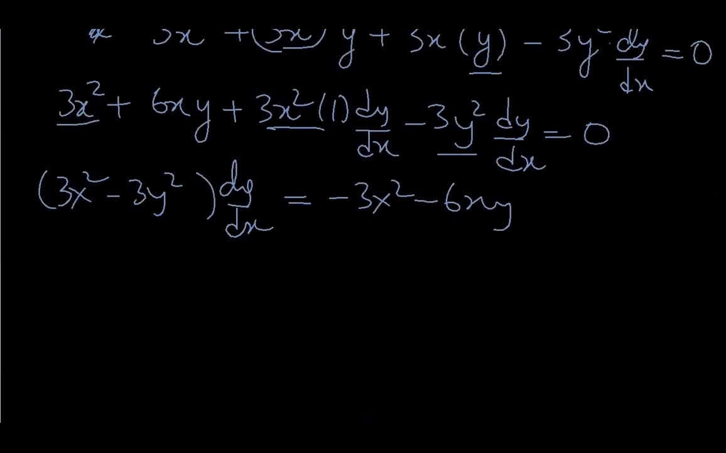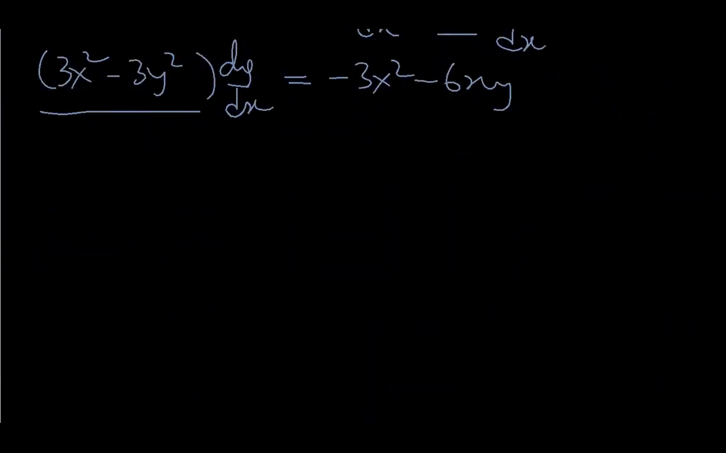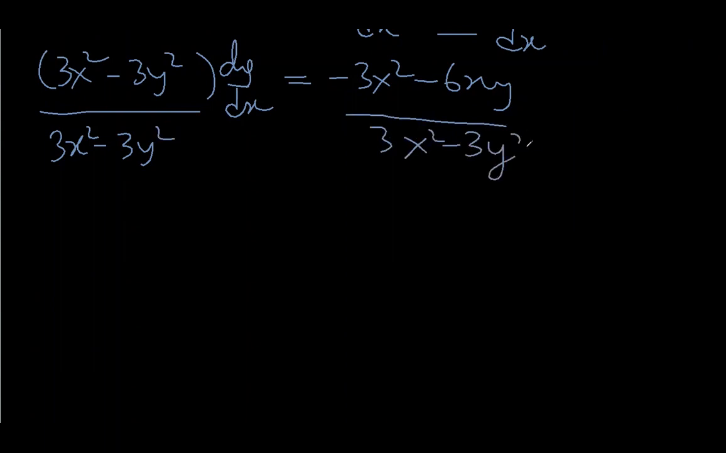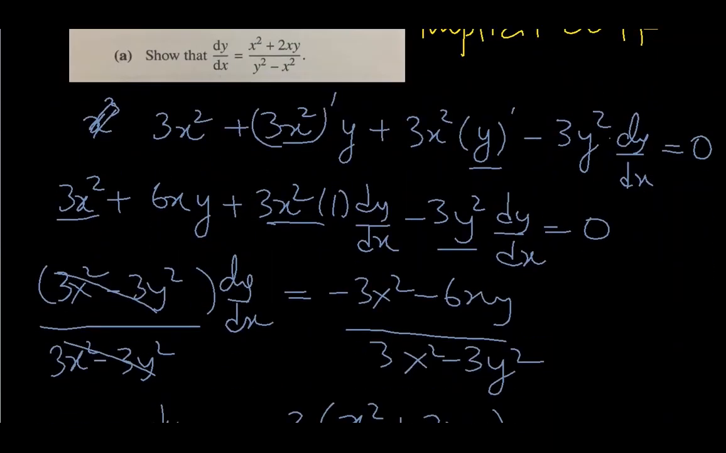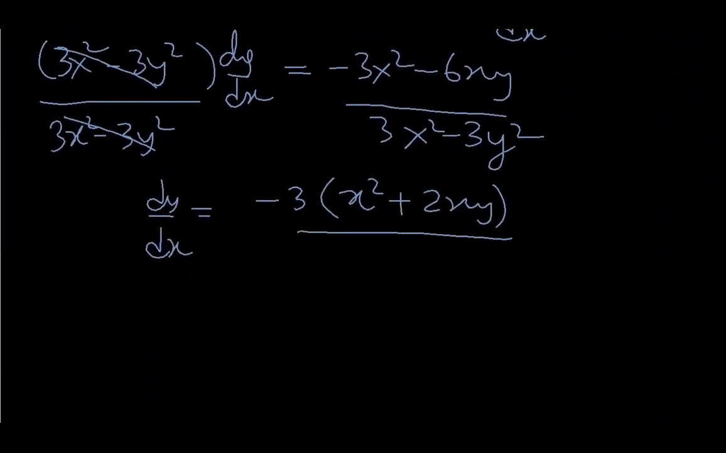So let's divide both sides by 3x square minus 3y square. 3x square minus 3y square, they cancel out. Dy over dx is equal to, and let me take minus 3 common out of this, x square plus 2xy. What is our target? Is it x square plus 2xy? Yes. Over 3x square minus y square.